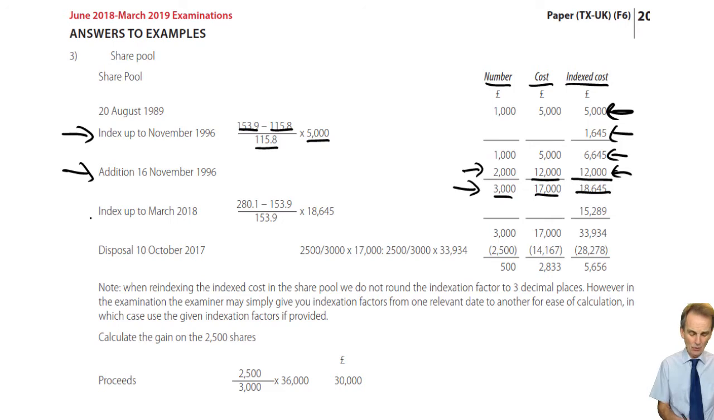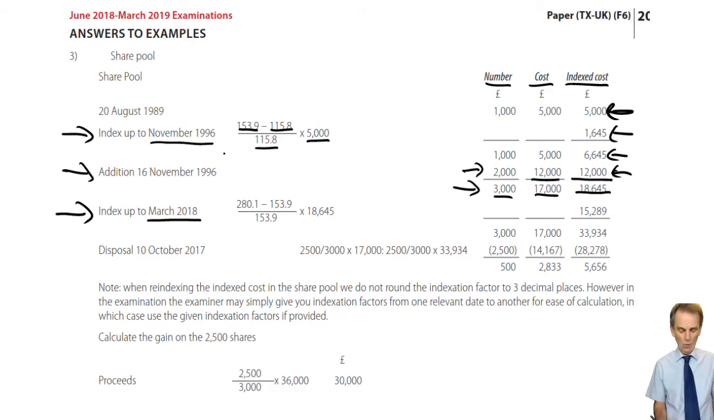So what we must now do is to index up to the disposal date, which is March 18 there. Re-index through to March 18. When was the last time we re-indexed? That was November 96. What was the then RPI? 153.9. So we're indexing from then, 153.9 over 153.9. You know the last time you re-indexed you went to 153.9. That now comes into this calculation as to when you're re-indexing from.